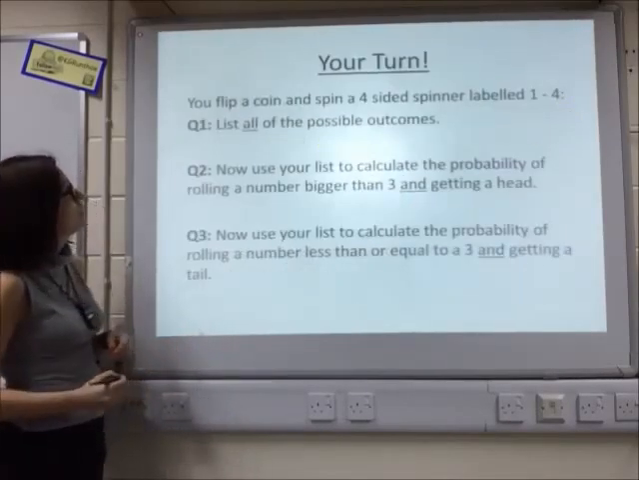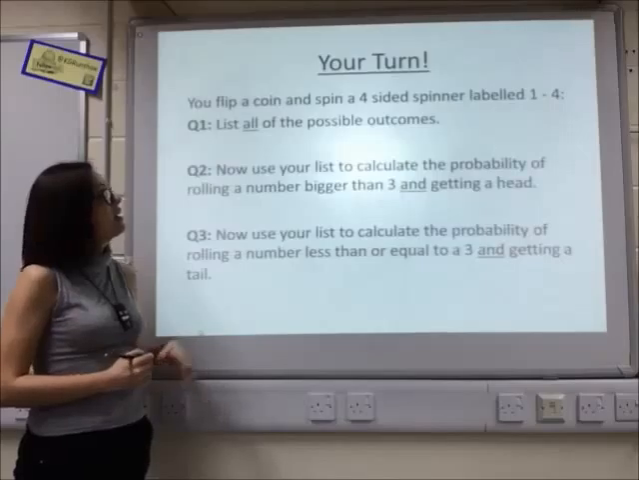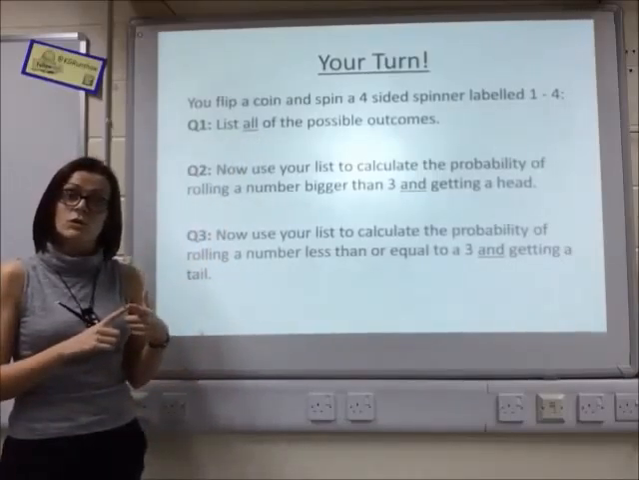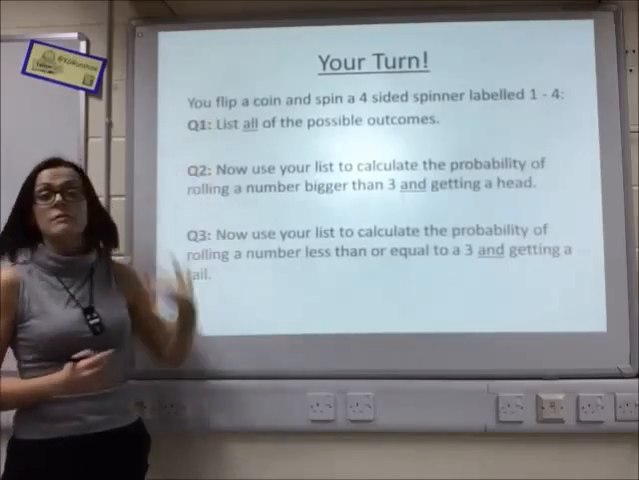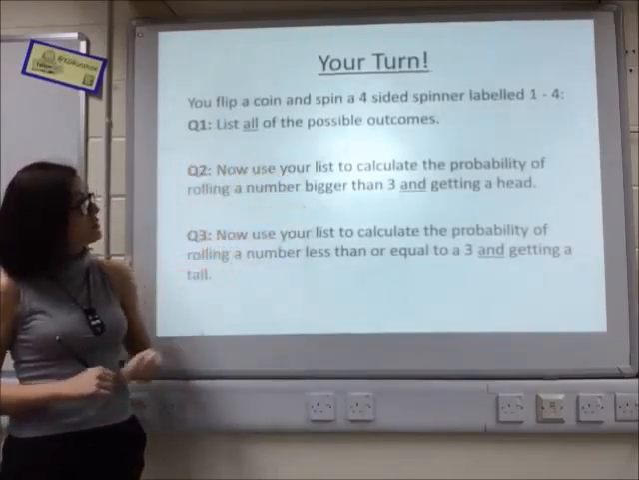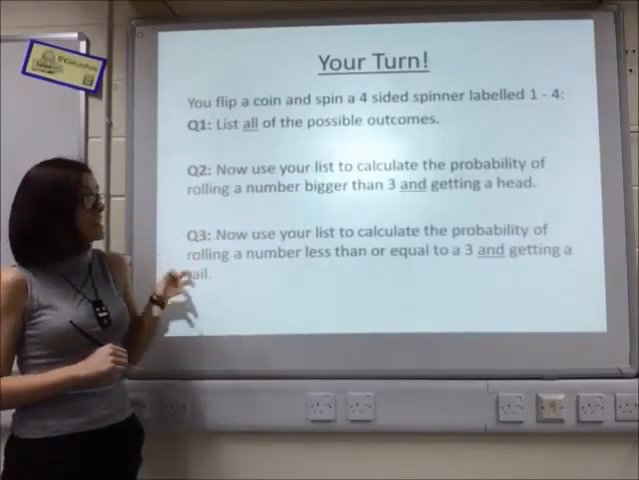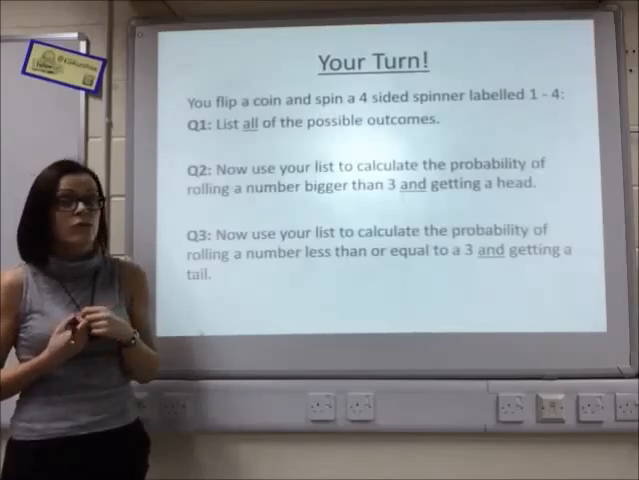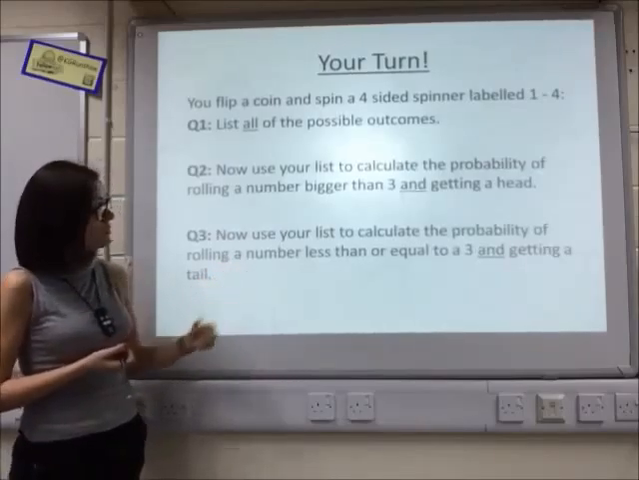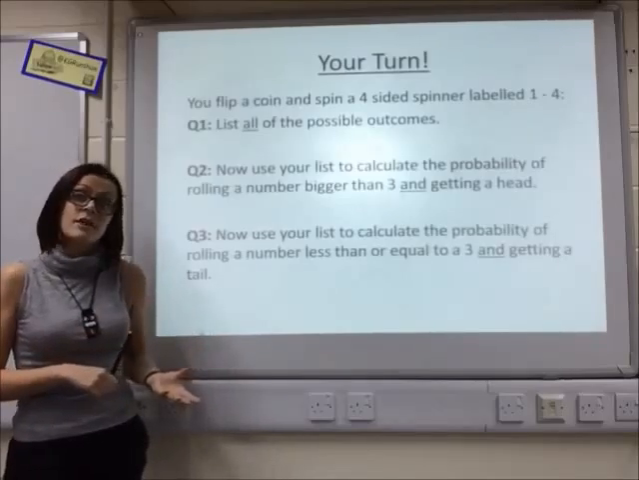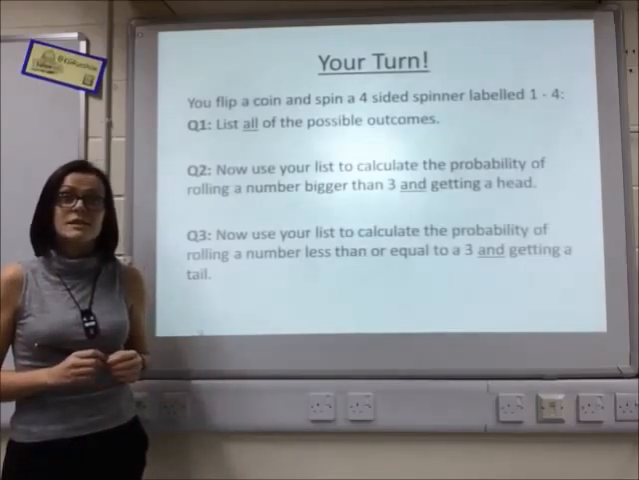Okay, so now you've got the hang of that. You're going to roll a 4-sided spinner now, so it could land on 1, 2, 3 or 4. And you're going to flip a coin again, heads or tails. So do the same sort of thing, list all of those possible outcomes, then use your list, your sample space, to figure out the probability of rolling a number bigger than 3 and a head, or a number less than or equal to 3 and getting a tail. Pause the video, give it a try, and when you're ready to see the answers, press play again.